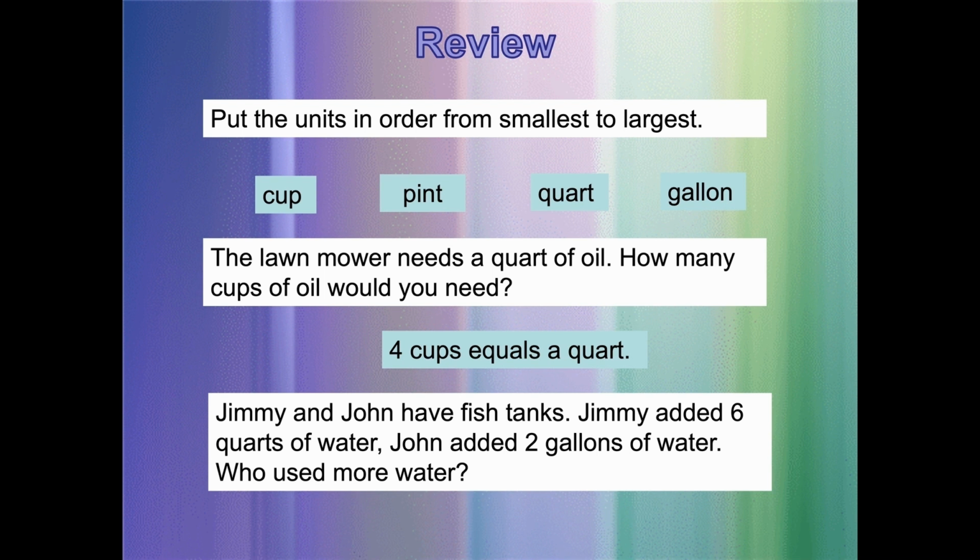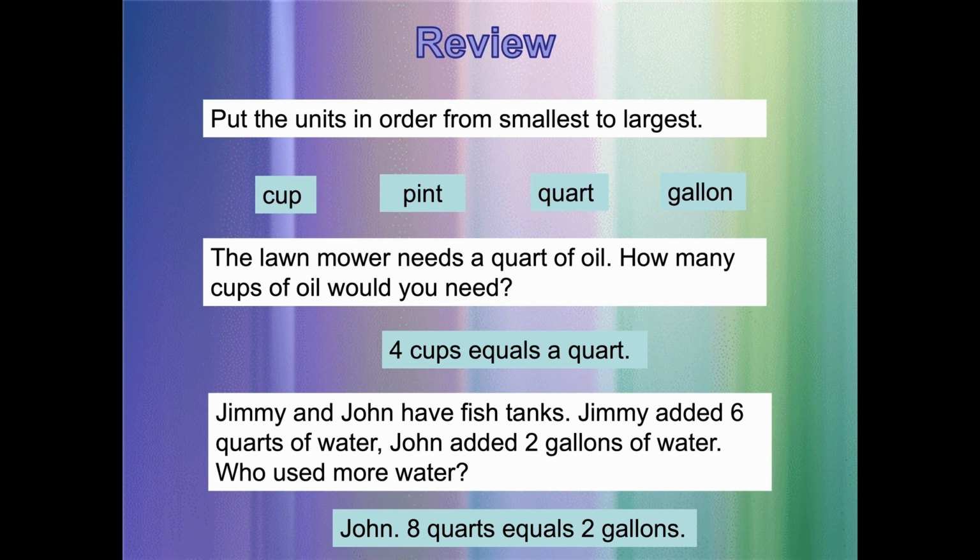Jimmy and John have fish tanks. Jimmy added 6 quarts of water. John added 2 gallons of water. Who used more water? 6 quarts or 2 gallons? Who used more water? John. 8 quarts equals 2 gallons. So Jimmy added 6 quarts, not 8. We know that John added the most water.